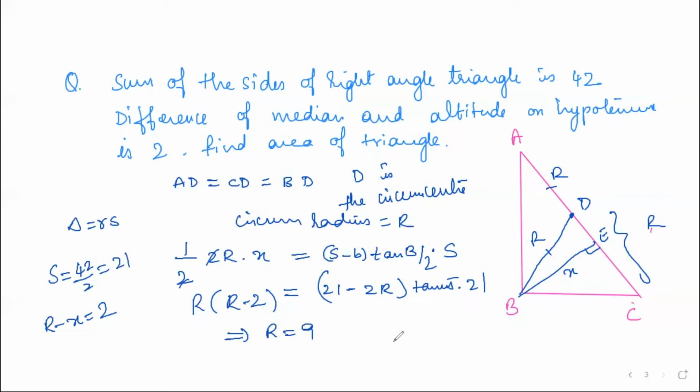So when R is 9, it's easy to find out X as well as the delta. So delta, you can write it as R times X, which is 9 times X, which will be R minus 2, which is 7. So 63.